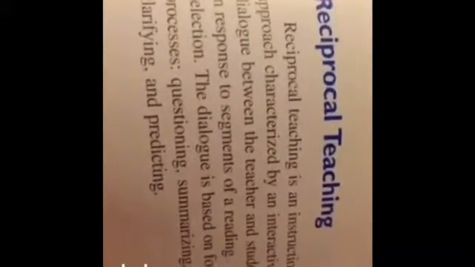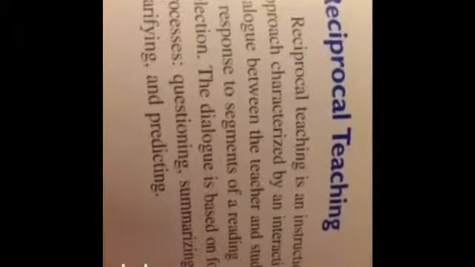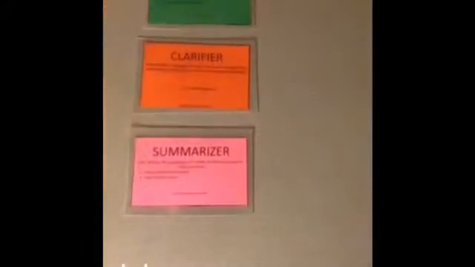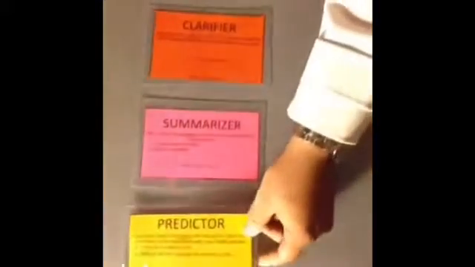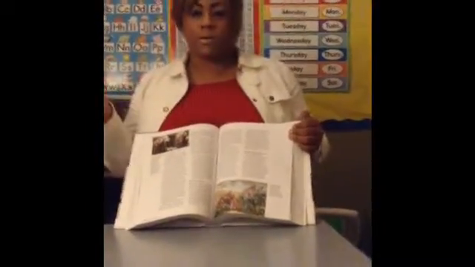Reciprocal teaching is an instructional approach characterized by an interactive dialogue between the teacher and students in response to segments of a reading selection. The dialogue is based on 4 processes: questioning, summarizing, clarifying, and predicting. There are 4 parts to reciprocal teaching: the questioner, clarifier, summarizer, and the predictor. All right, and now to demonstrate reciprocal teaching in action.